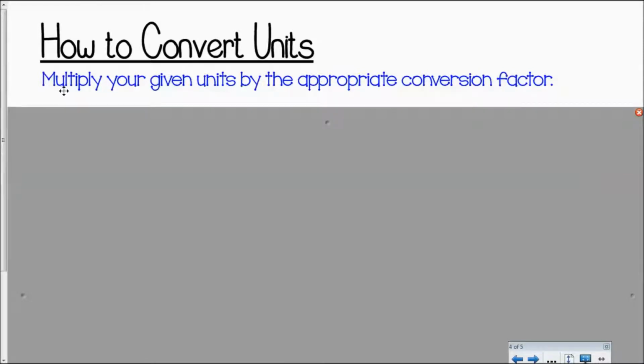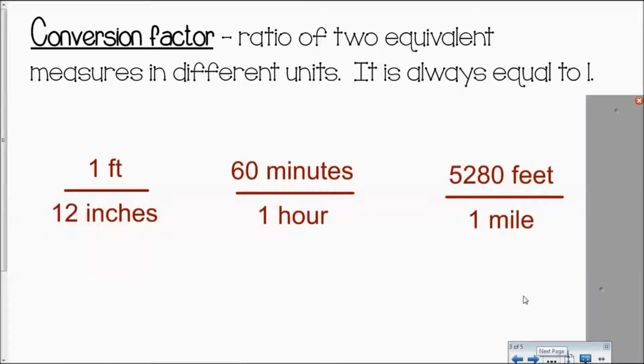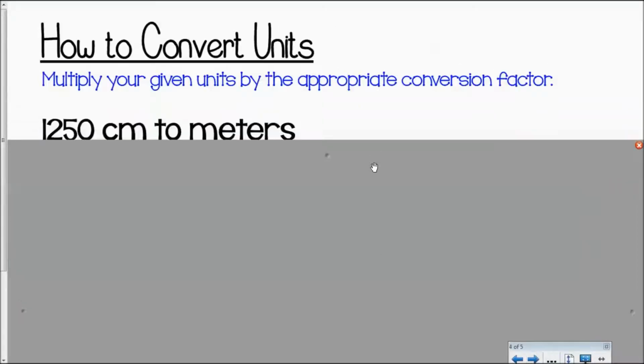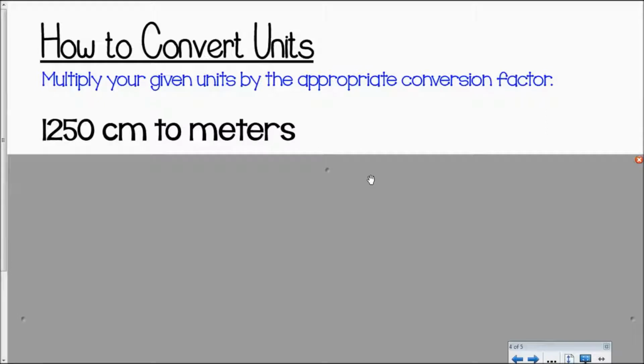So how you do this, that's in blue. You're going to multiply your given units by the appropriate conversion factor, which is the stuff that we saw back here. Those are conversion factors. That's not all of them, that's just a few of them. So let's take 1,250 centimeters, and we're wanting to change that to meters.